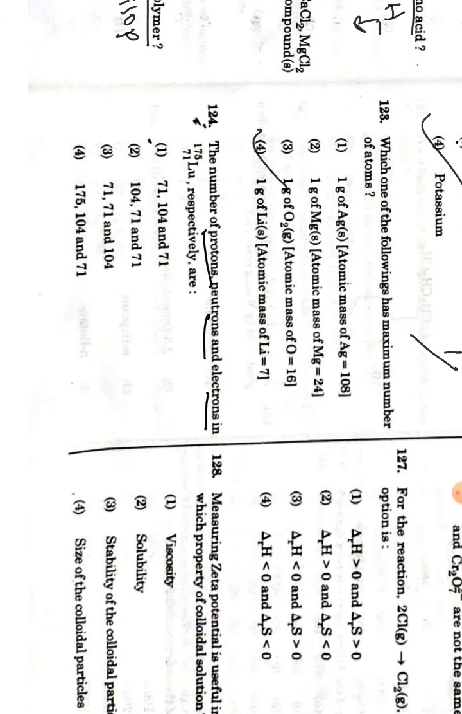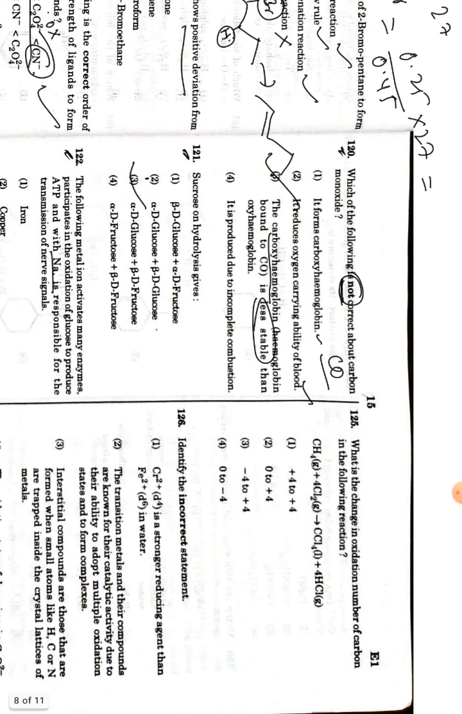Protons, neutrons and electrons. Protons and electrons should be the same, since it is neutral. You need not do any calculation. 71 and 71, so this is the answer. If you want to cross check, 175 minus 71 is 104, right? Now this is the change in the oxidation number of carbon, that is -4.